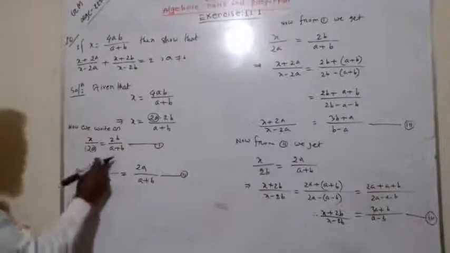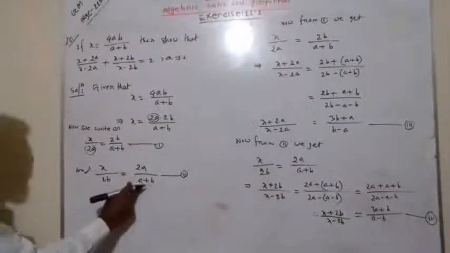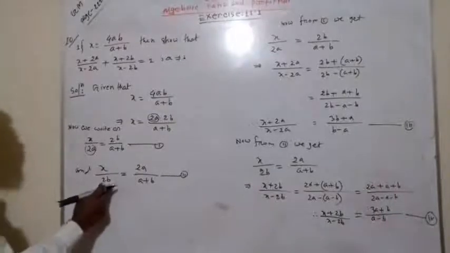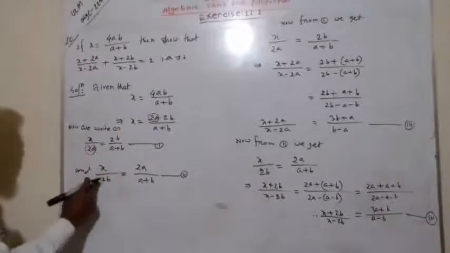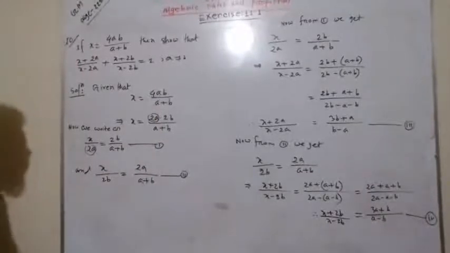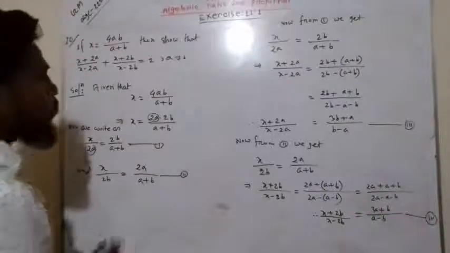Again we can write x divided by 2b equal to 2a divided by a plus b. If we multiply 2b and 2a, then it remains 4ab. So we can write x/2b = 2a/(a+b), the equation number 2.